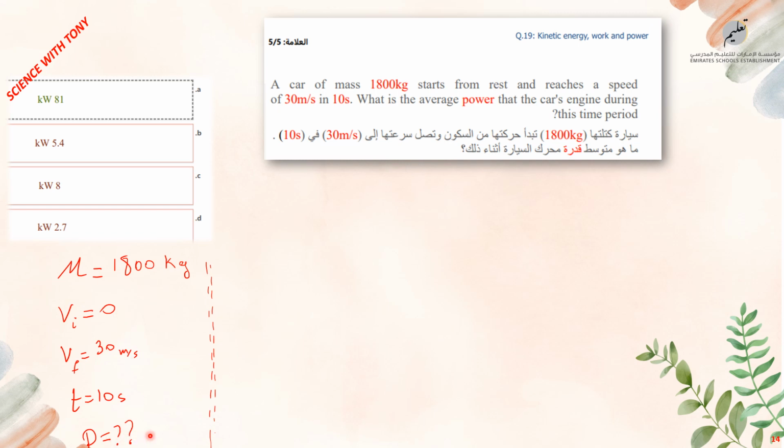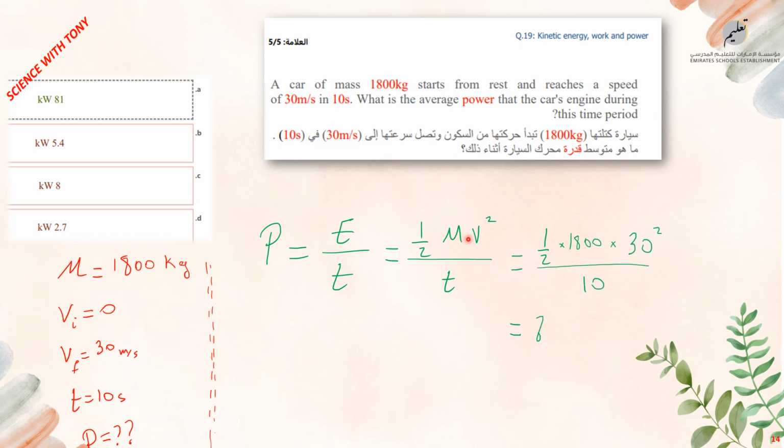So that's P. To calculate the power, again, it's energy over time. It's half mv squared over the time, which is equal to 81,000 watts or 81 kilowatts. Again, the first answer is the correct answer.